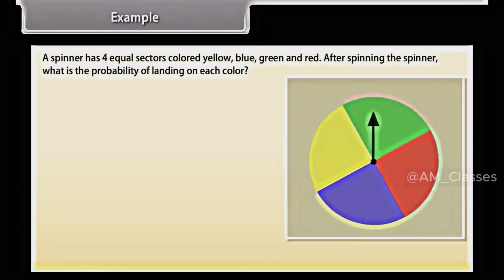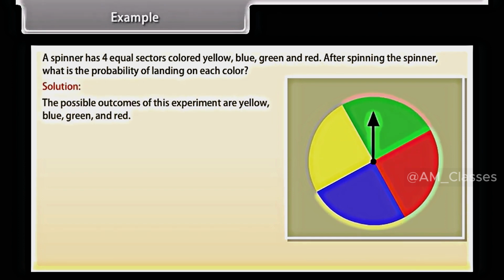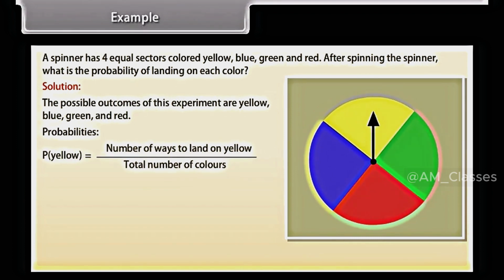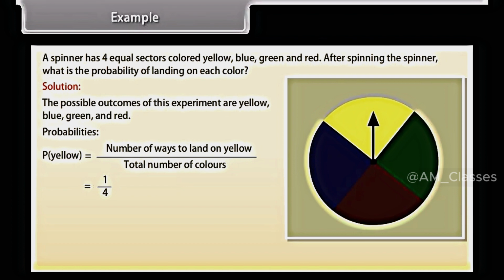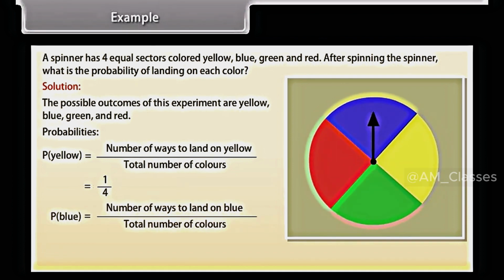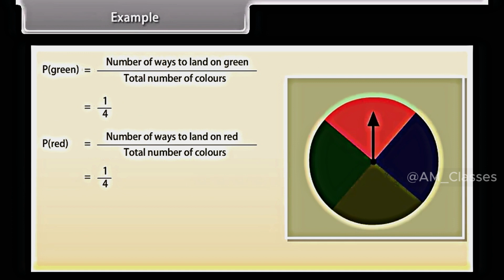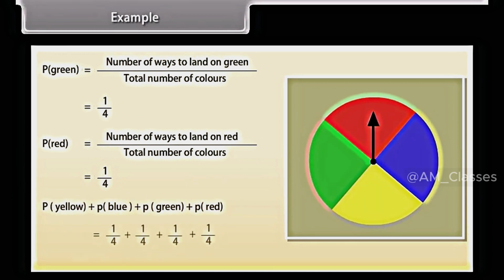Example. A spinner has 4 equal sectors colored yellow, blue, green, and red. After spinning the spinner, what is the probability of landing on each color? Solution. The possible outcomes of this experiment are yellow, blue, green, and red. Now let's find the probabilities. Probability of landing yellow is number of ways to land on yellow by total number of colors, that is, equal to 1 by 4. Probability of landing blue is number of ways to land on blue by total number of colors, that is equal to 1 by 4. Similarly, we will find the probability for green and red, and if we add all these probabilities, we will get 1.